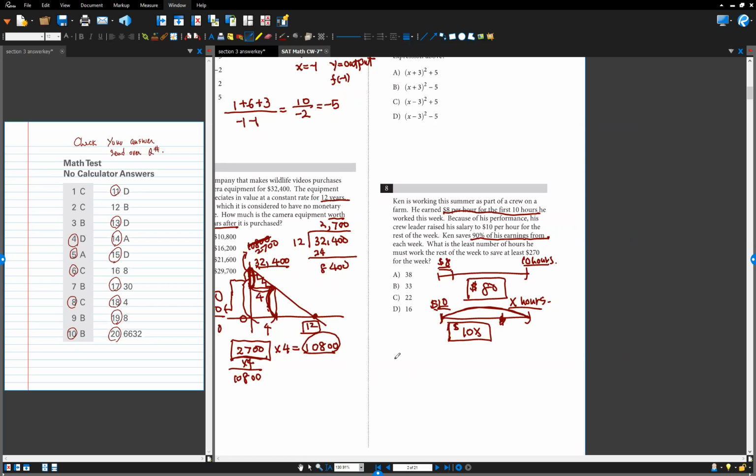Okay, so how much is this one? 0.9, total amount now is 10x plus 80, isn't it? This is up to 10 hours. After 10 hours, that's the total amount. This is 90%, 0.9. This is the saving amount.